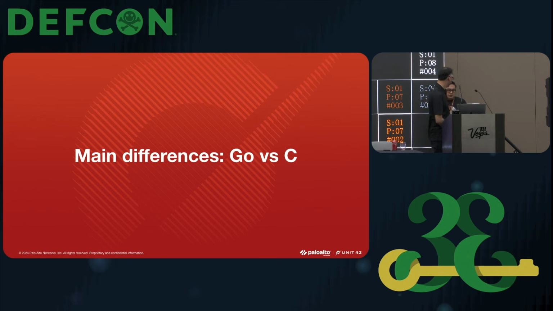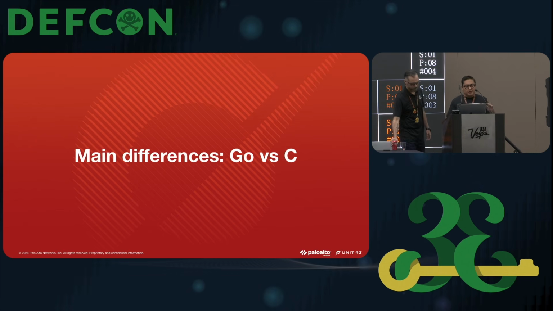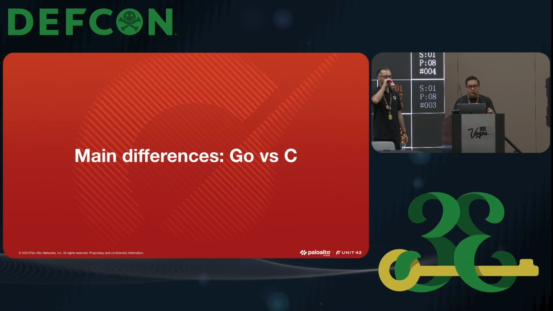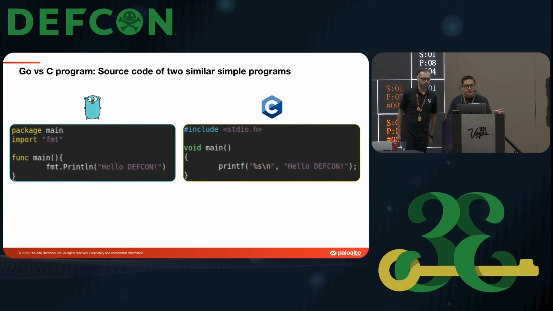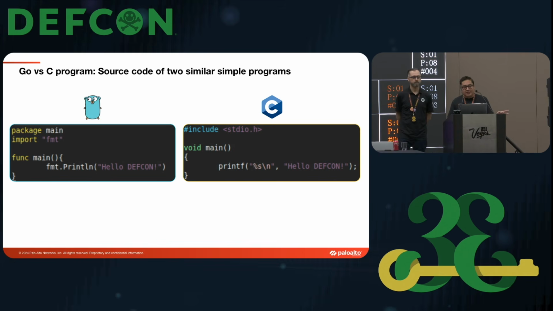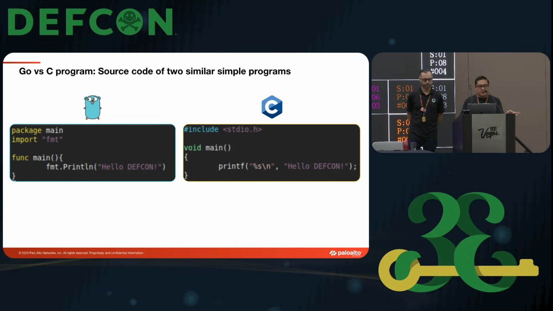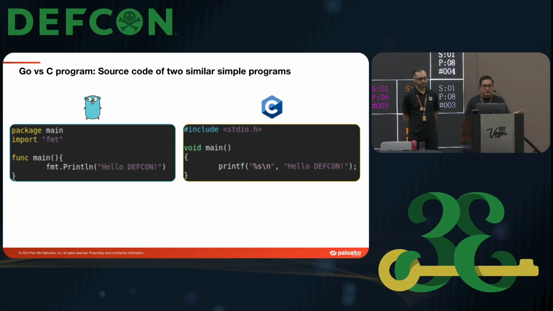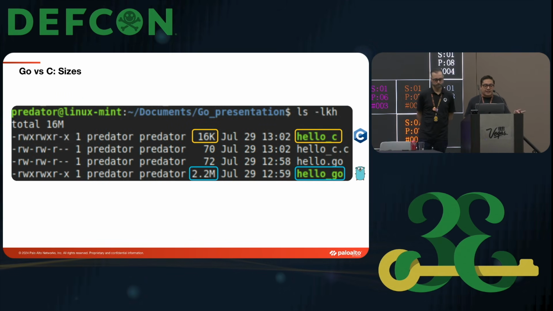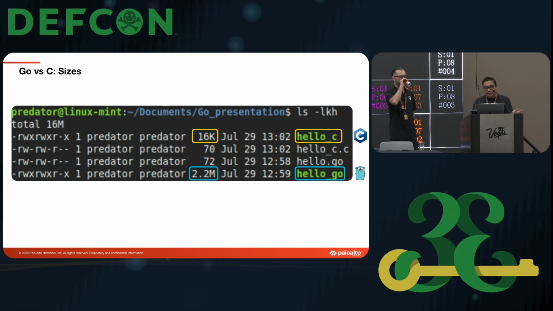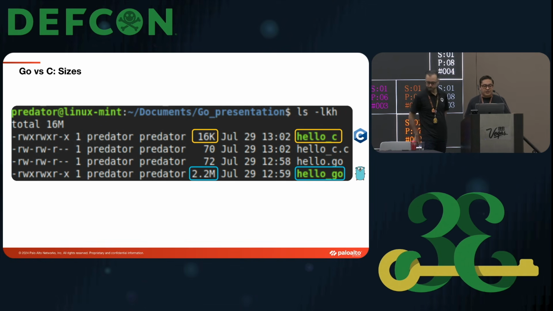All right, so let's go to the section that says main differences, Go versus C. You can see the first thing we tried was to compare two very similar programs, just a hello world kind of thing. It says hello DEFCON. It has the Go version on the left and the C version on the right. So you can see that they're very similar programs. But when we go to the next slide, the sizes are a huge difference, right? For C, the binary is 16K, but for Go, it's 2.2 megabytes. So it's huge, just for a simple hello world style program.